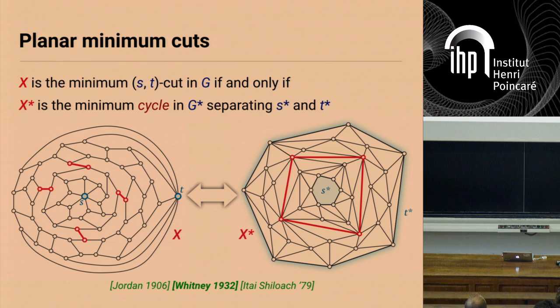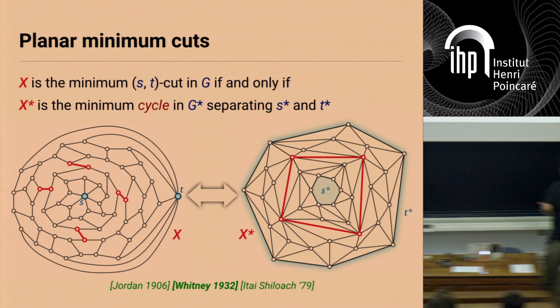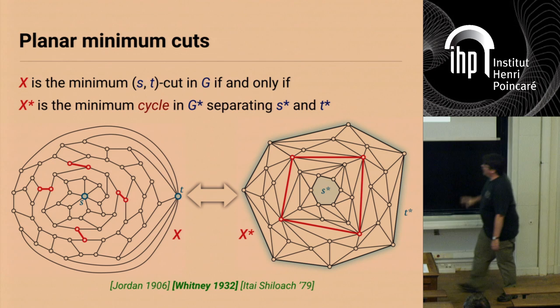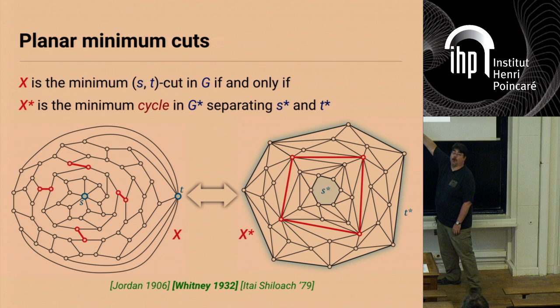And at this point, you should remember that's the problem we solved yesterday. But it's a very, very simple example of the problem we solved yesterday. And it was solved in this specific case decades before we considered the more general one. So the problem we really want to solve is this one. Given a graph drawn on an annulus, find the shortest cycle that separates the two boundaries of the annulus.